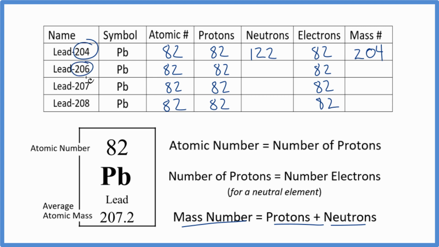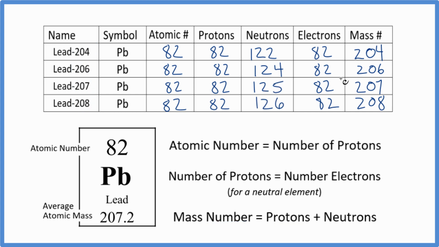Likewise, we have lead-206, 207, and 208. And we can calculate the neutrons as well. One way to do it is to take the mass number and subtract the number of protons. So this should be 206 minus 82, that's 124. We can do the other ones as well.